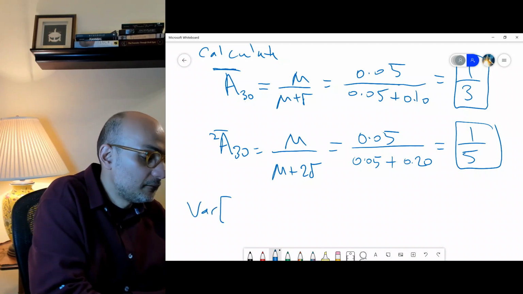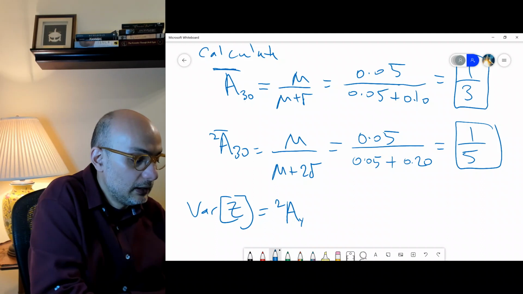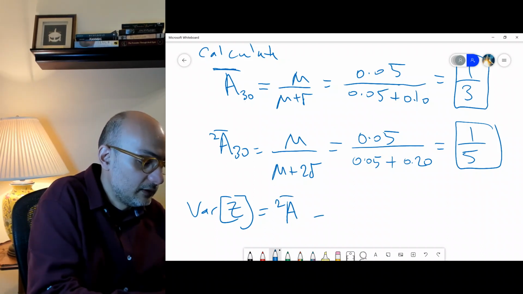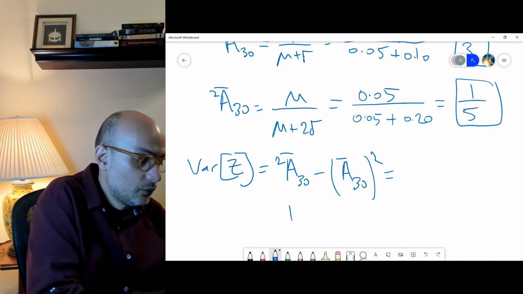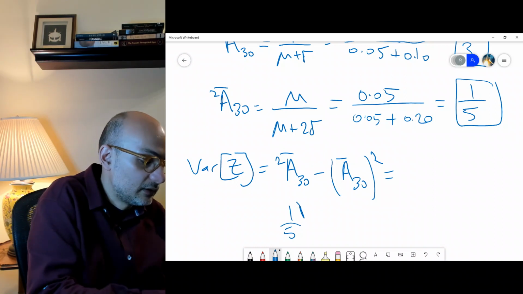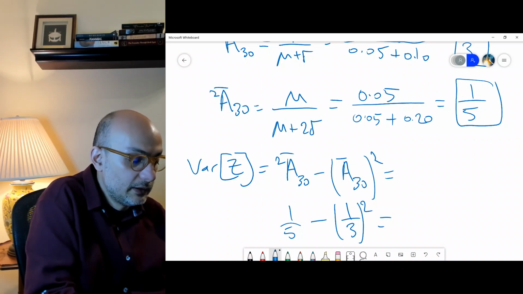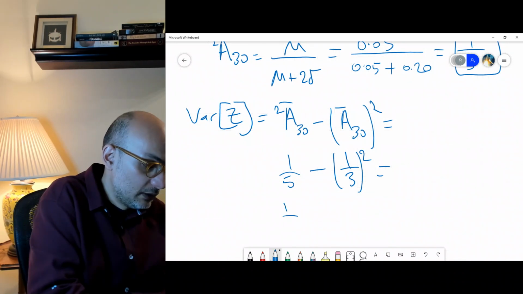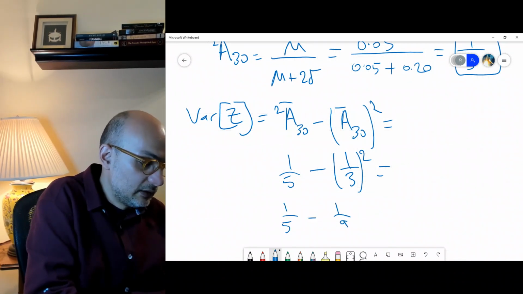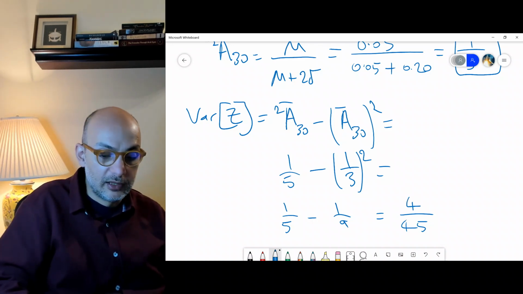If you want the variance now of Z, which is, as we discussed, A2 bar x, here x is 30, minus A bar 30 raised to 2, everything here, is equal to 1/5 minus 1/3, we raise it to 2, so 1/5 minus 1/9, so it will be 9 minus 5 over 45, and then 9 minus 5 will be 4. So this is the insurance for this one, right?